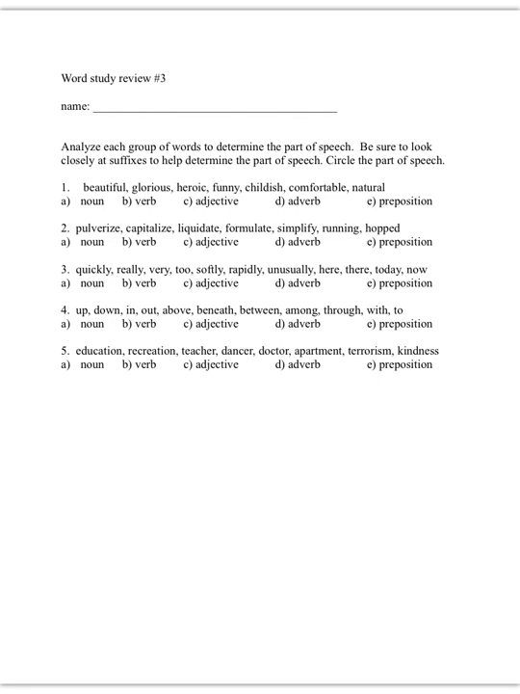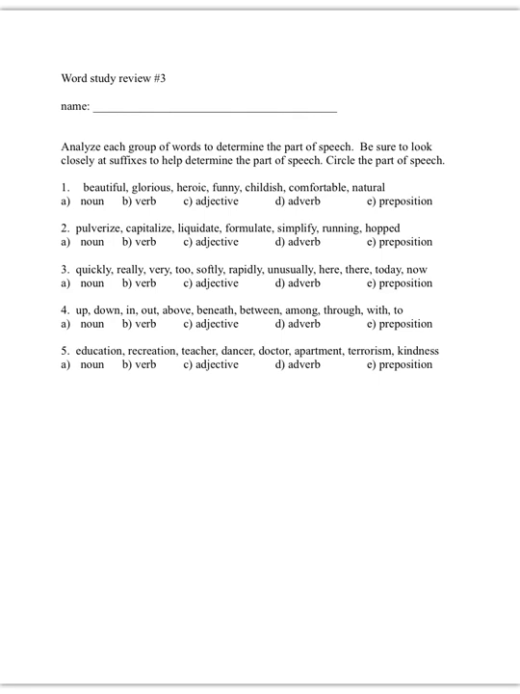Number 4, we have up, down, in, out, above, beneath, between, among, through, with, and to. And again, this list in number 4 does not have suffixes. So what is the function of these words? What is their job? What are they supposed to do when we use them in a sentence? Are they a noun, a verb, an adjective, an adverb, or a preposition?